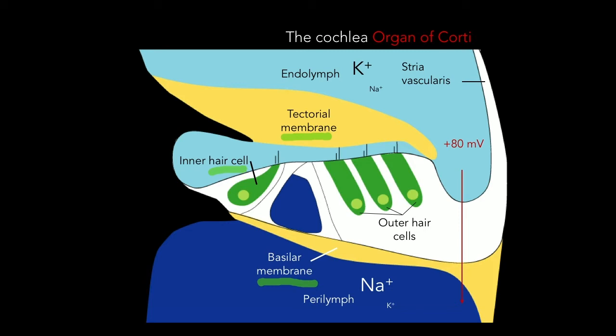The apical surfaces of the hair cells are bathed in endolymph, which is a very special fluid that is high in potassium. The basolateral surfaces are bathed in perilymph, which is more like regular extracellular fluid or CSF. There's also a large electrical gradient that is maintained across the organ of Corti, and both the special ionic and electrical environment are created by the stria vascularis on the lateral wall of the cochlea.